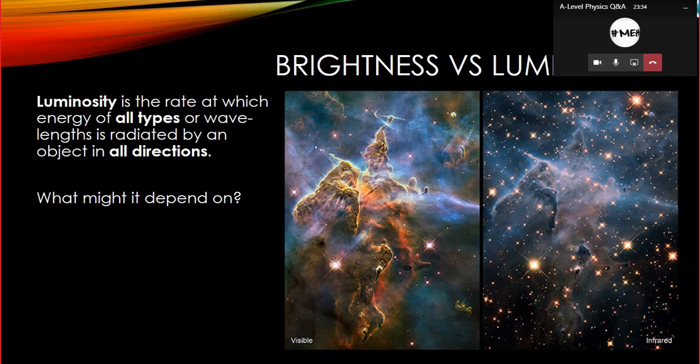It's the amount of energy being emitted by the star in all wavelengths, all types of energy that's being emitted in all directions. So it isn't just visible electromagnetic radiation. It's also ultraviolet, X-rays, infrared. It even includes things like neutrinos and stuff that aren't even photons. But most of the energy is emitted as photons. What do you think the luminosity of a star depends on?